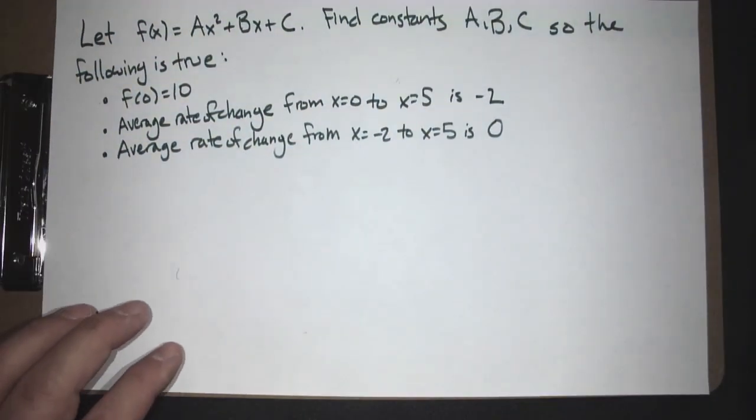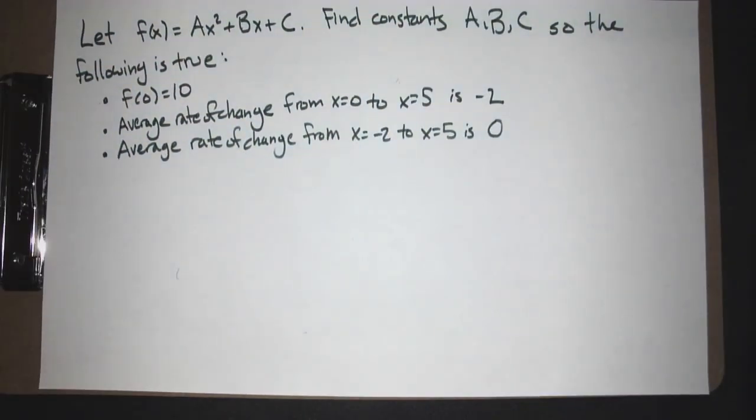Okay, here's one with the rate of change. Suppose f of x is ax squared plus bx plus c. Find the constants a, b, c, so that the following is true. Now notice we have three constants, and it gives us three things. Basically, if I'm trying to find three constants, I need three pieces of information. If I'm trying to find two constants, how many pieces of information should I be looking for?